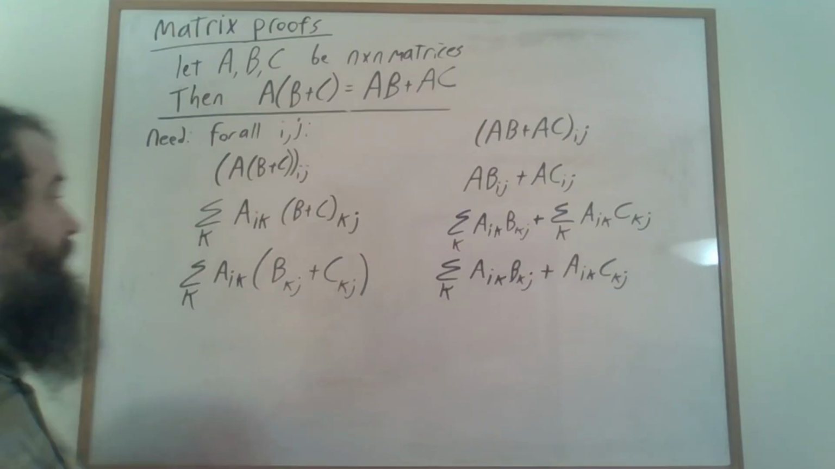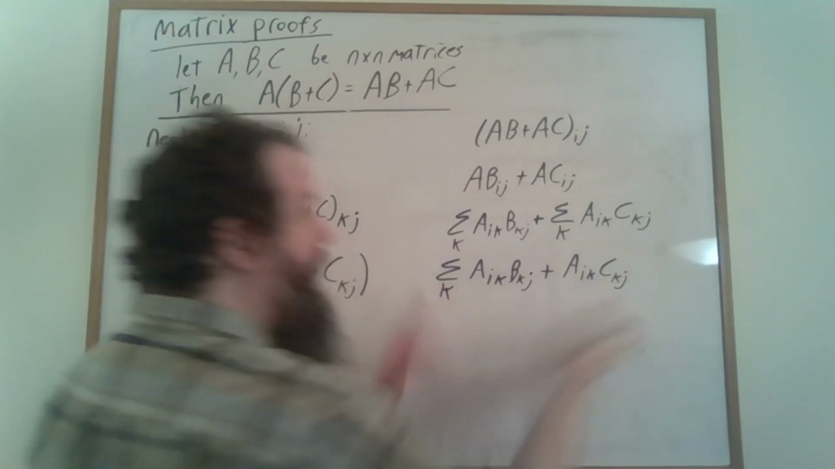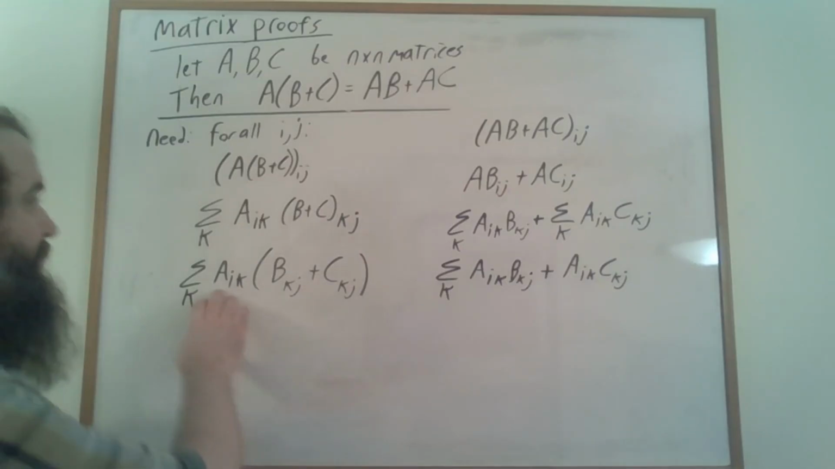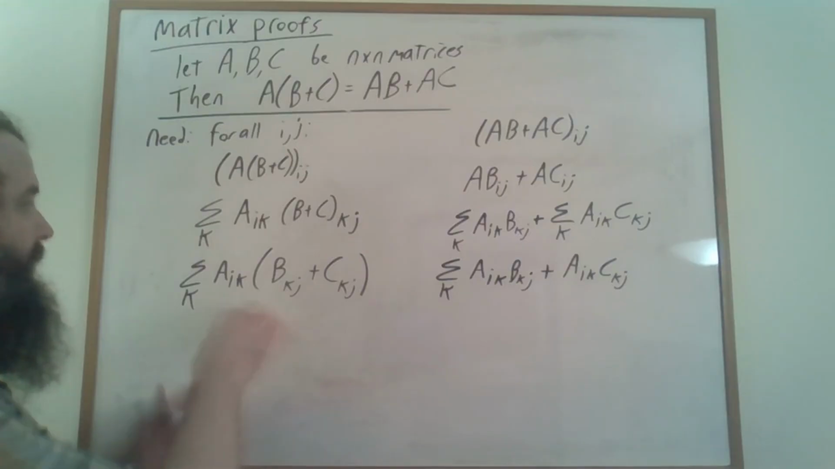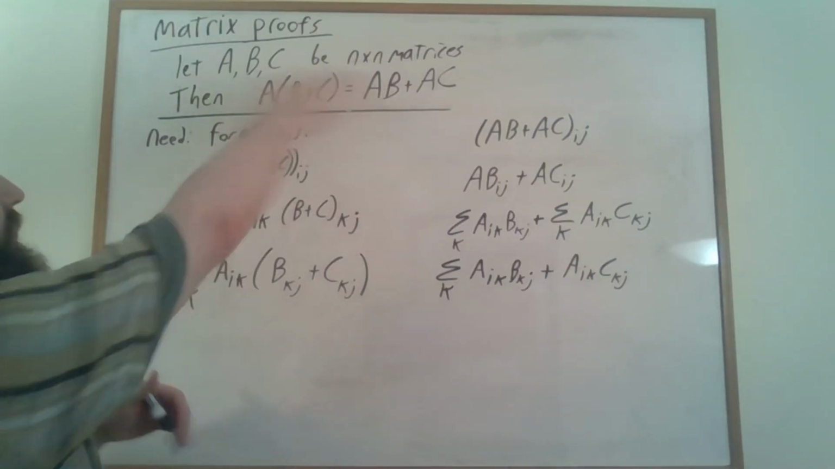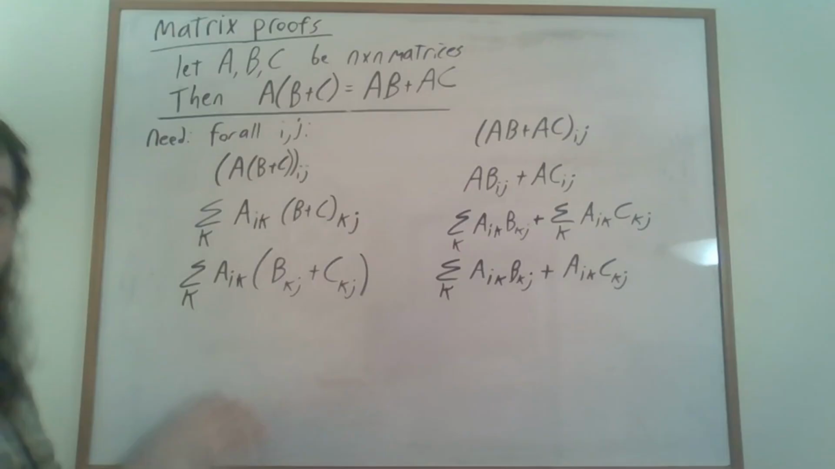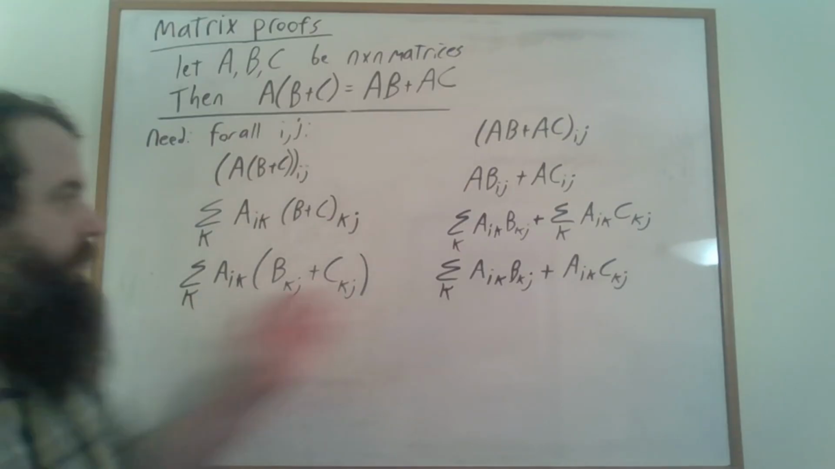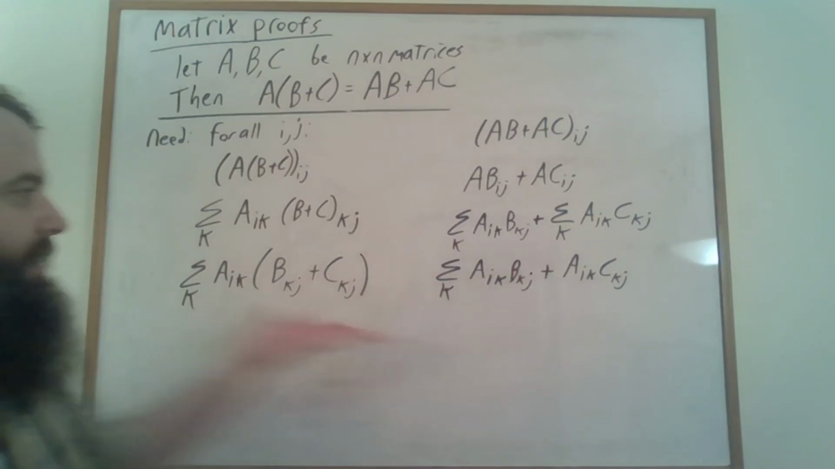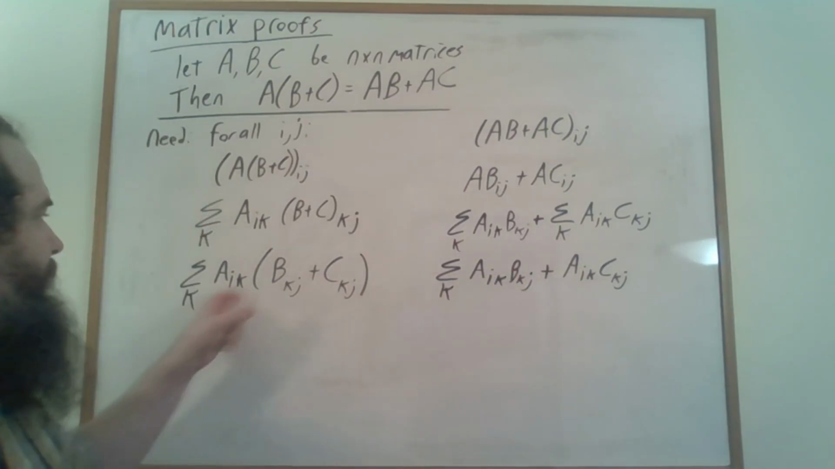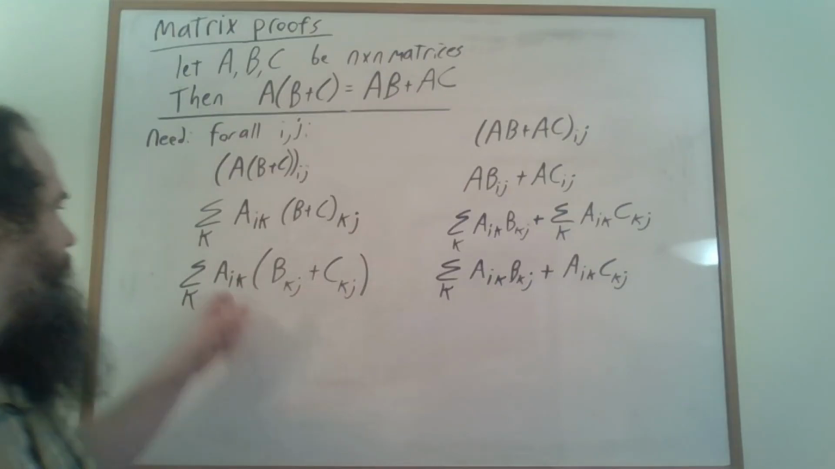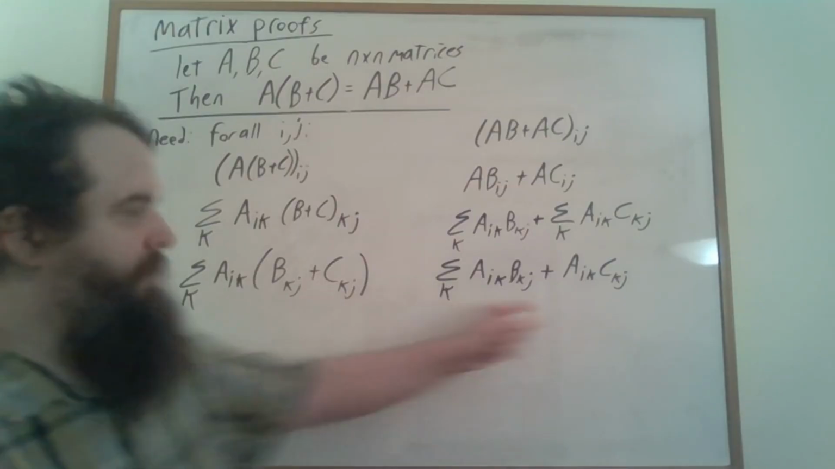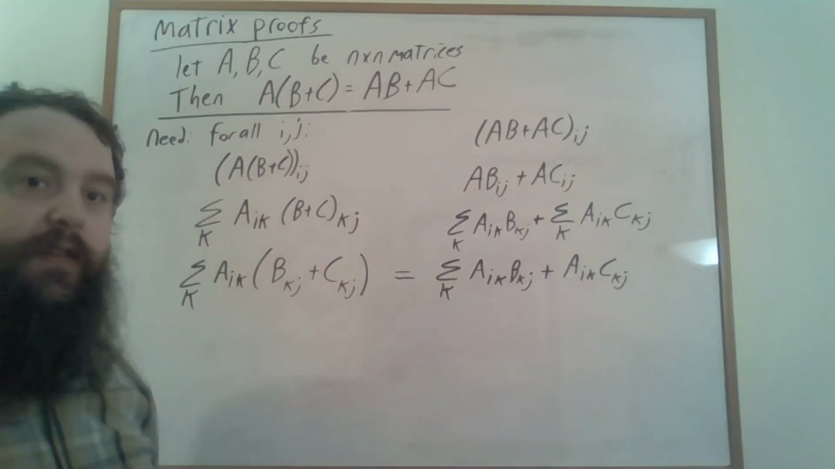And now, hopefully you see that this side is equal to this side just by distributivity. These are real numbers, remember. So we know that with real numbers, I mean, we're trying to prove this for matrices, but we know that real numbers distribute. And so because these are all real numbers, this side is equal to this side, right? We're distributing the a_ik over, and we get a_ik b_kj plus a_ik c_kj, which is exactly what we have over here. So this is kind of neat.